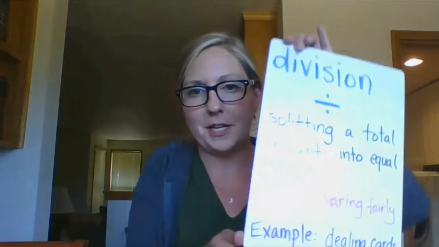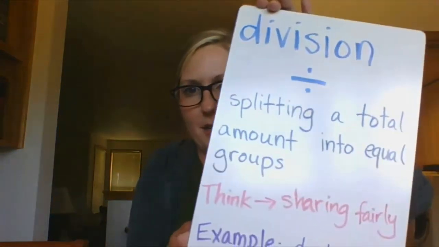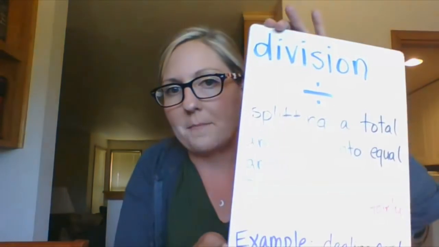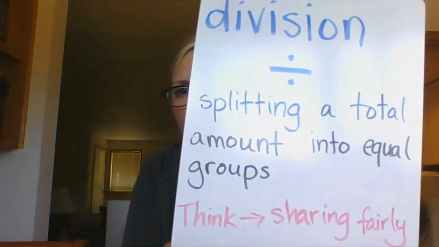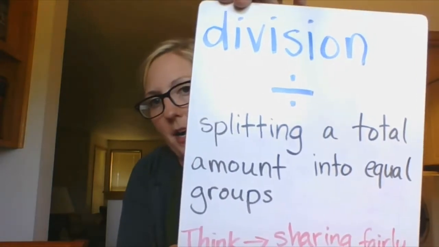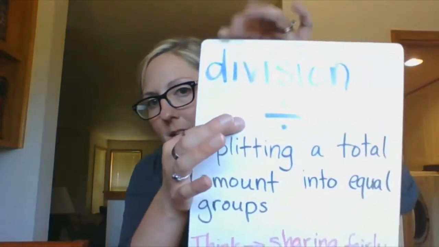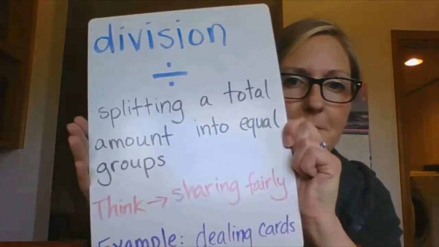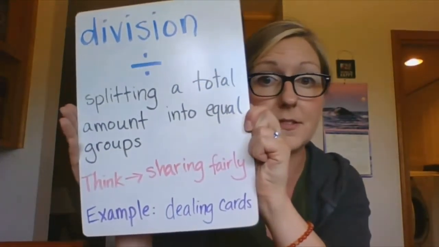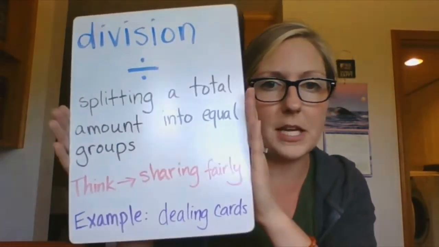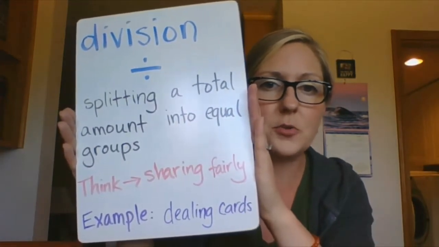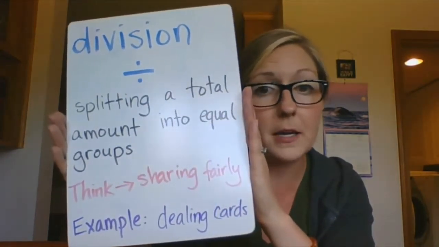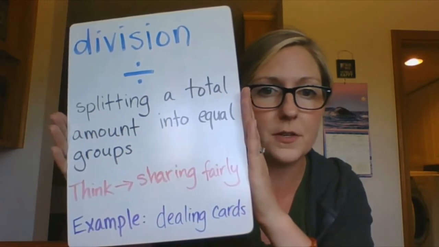So on my whiteboard here, I have the word division written, and underneath the word division is the symbol that we see in math that means to divide. So when you see in an equation that little line with a dot above and a dot below that looks like this, that's how you know you're doing division. And underneath that, I have the definition or what division really means. So division is just about splitting a total amount into equal groups. So you're starting with a big total of something and you're breaking it apart into smaller equal groups.